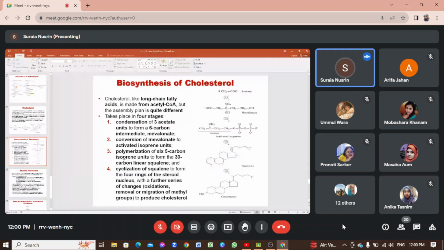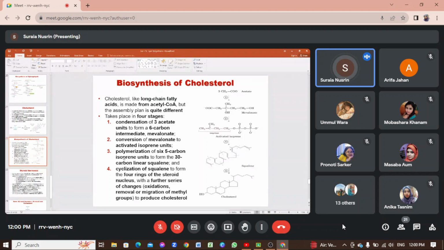Okay, so next is the biosynthesis of cholesterol. Here we are going to learn the biosynthesis steps very briefly, not elaborately. So again, cholesterol is synthesized from the simple precursor acetyl CoA. Acetyl CoA is also the precursor of the fatty acid, but the pathway is totally different. And the major 4 stages are shown here.